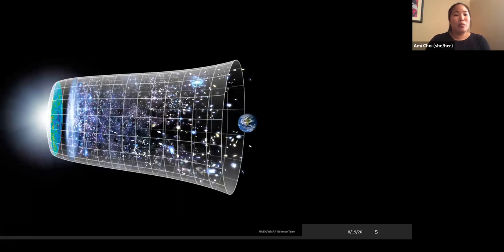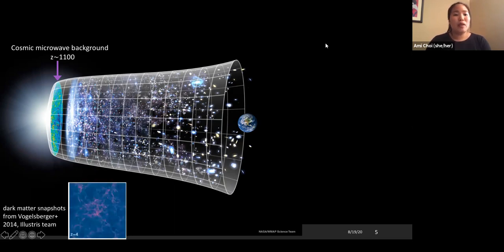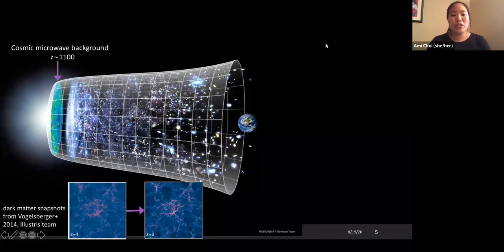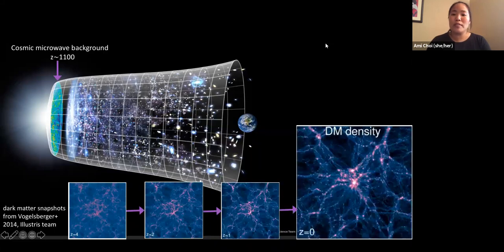Starting with the background. We have this picture emerging of the evolution of our universe, starting from early times with the cosmic microwave background at redshift of 1100. And then structures form and evolve as the universe expands. And we can also see this through snapshots from n-body simulations, such as this one from the Illustris simulation. And this is how the structures look at redshift 0, or today.